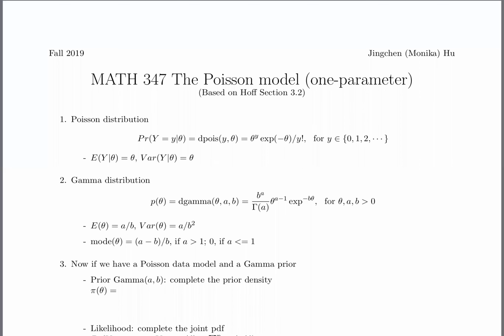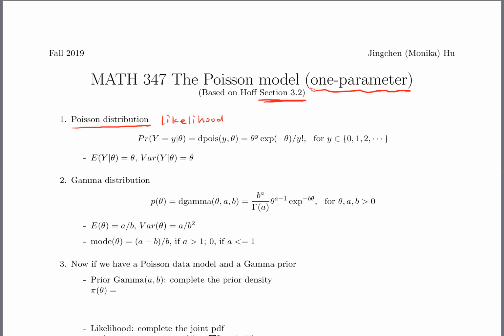Okay. All right. So the first one here, you can take a look. This is based on our textbook section 3.2. Maybe some of you read it, so you already know about it. We're still working with a one-parameter model, where we have a likelihood, or data model, from a Poisson distribution. You have probably heard about Poisson before. We typically use it to model occurrences of events.